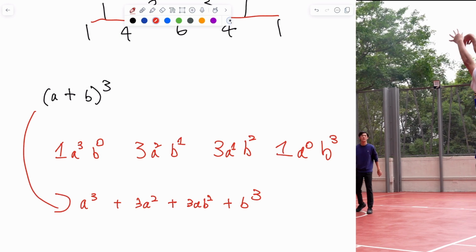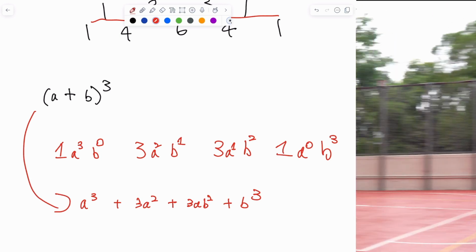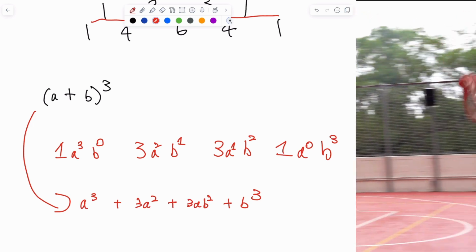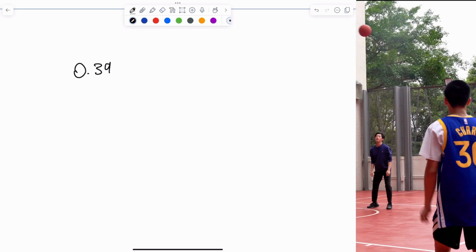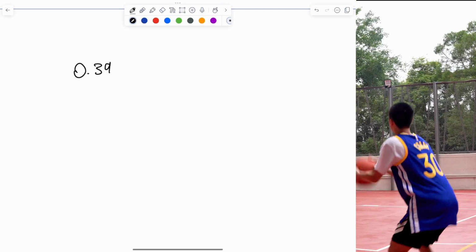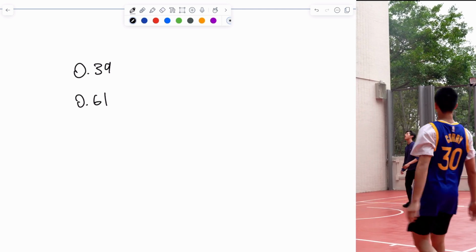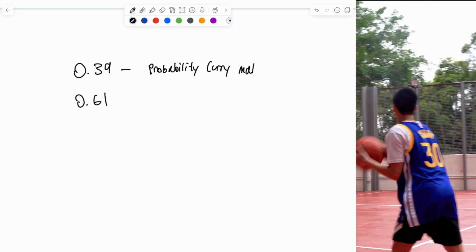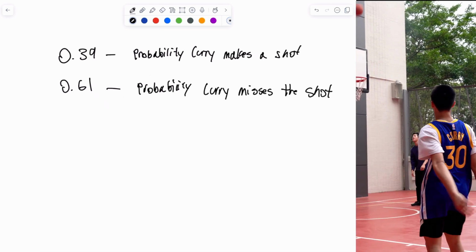Now, having an understanding of Pascal's triangle, how can we apply it to probability? Well, let's apply Pascal's triangle to our current scenario. We know Steph Curry's 3-point percentage is 39%, so our first term will be 0.39 and our second term will be 0.61, since probabilities have to add up to 1. The first term represents the probability he makes a shot, and the second term the probability that he doesn't.